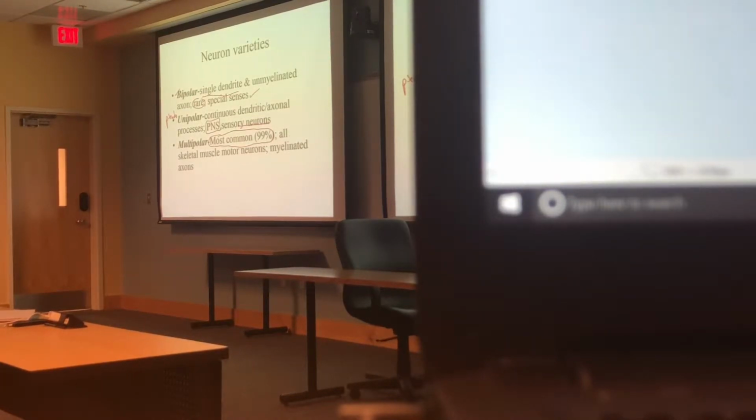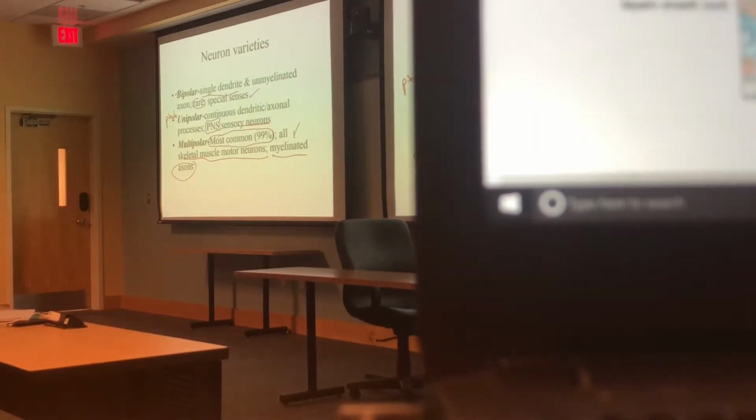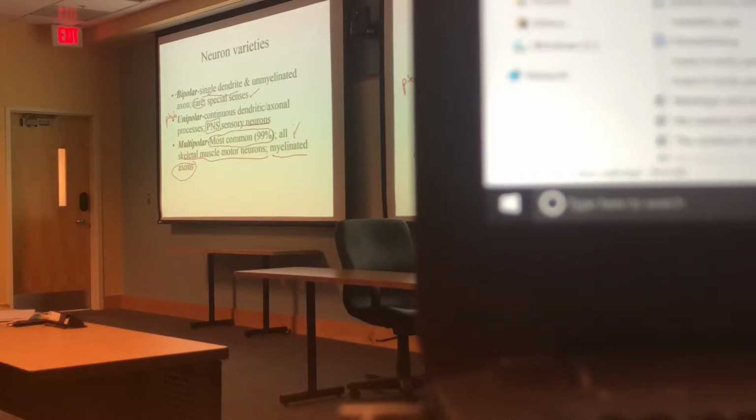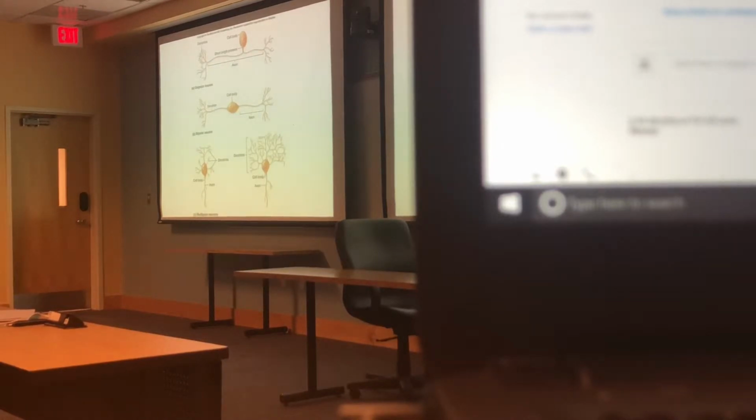Pretty much all your skeletal muscle motor neurons, the ones that initiate movement of your muscles, are the multipolar neurons. And they have myelinated axons. But we'll get to this in a bit when we talk about what is myelinated and what is unmyelinated. So here are the varieties of neurons.